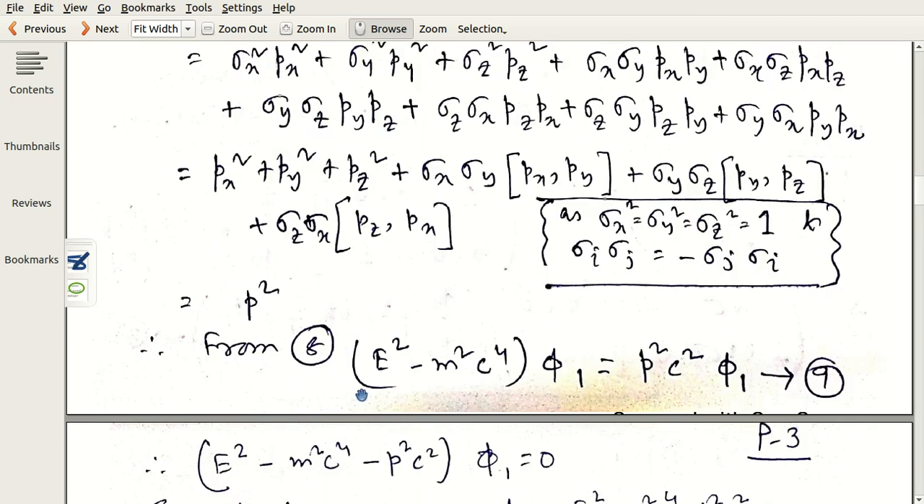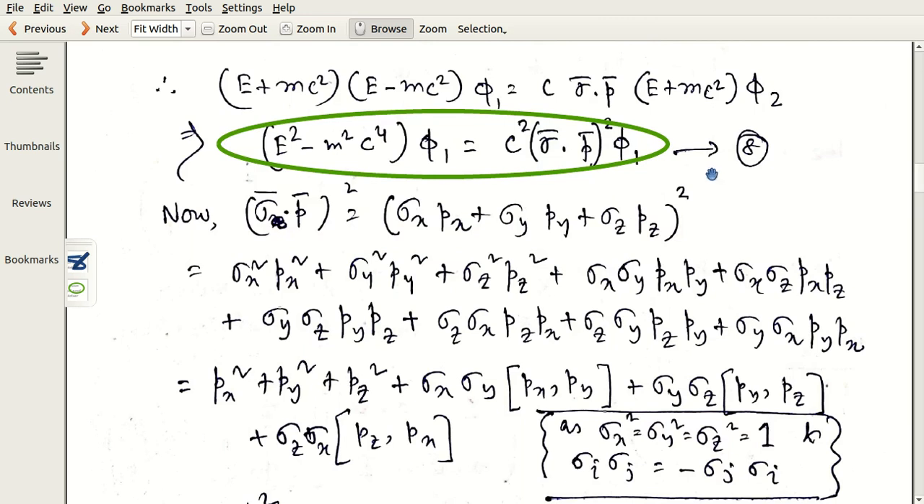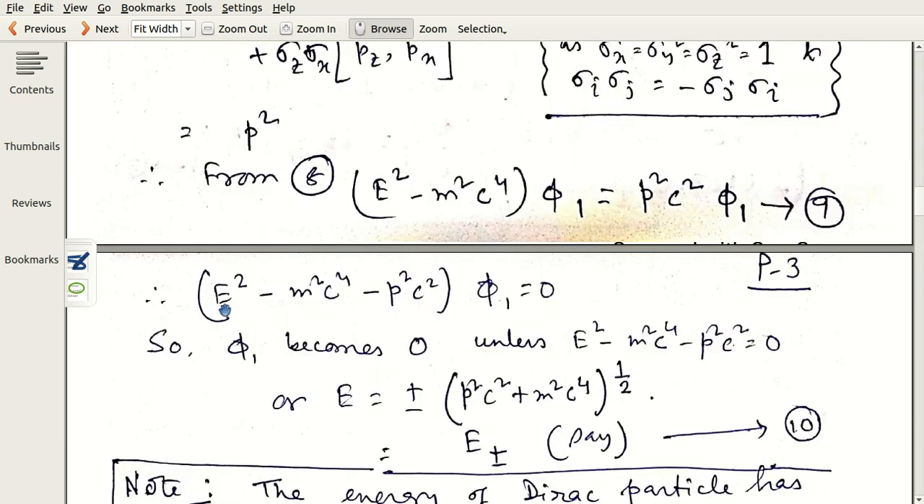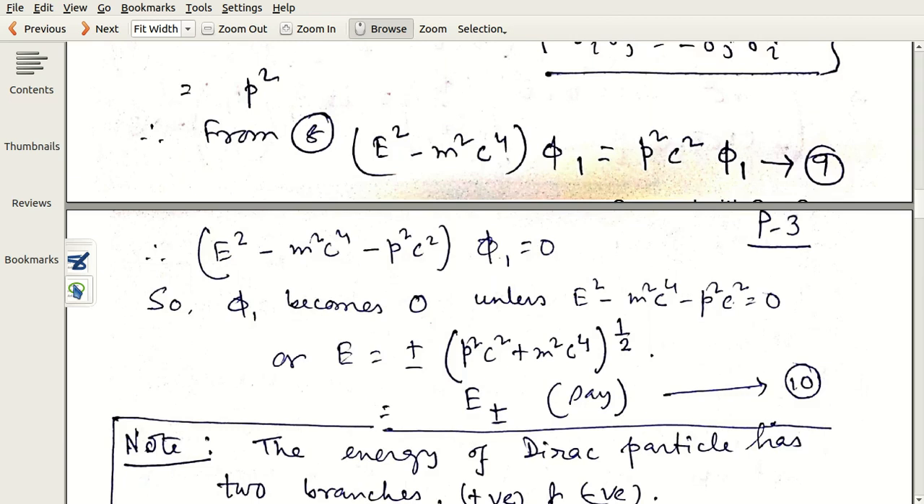So your equation becomes (E square minus m square c power 4) phi 1 equal to P square c square phi 1. This equation 8, simply write P square here. And you bring it back here, so (E square minus m square c power 4 minus P square c square) phi 1 equals 0. Now this part must be non-zero, otherwise your phi 1 will be 0 and it will give you no solution.